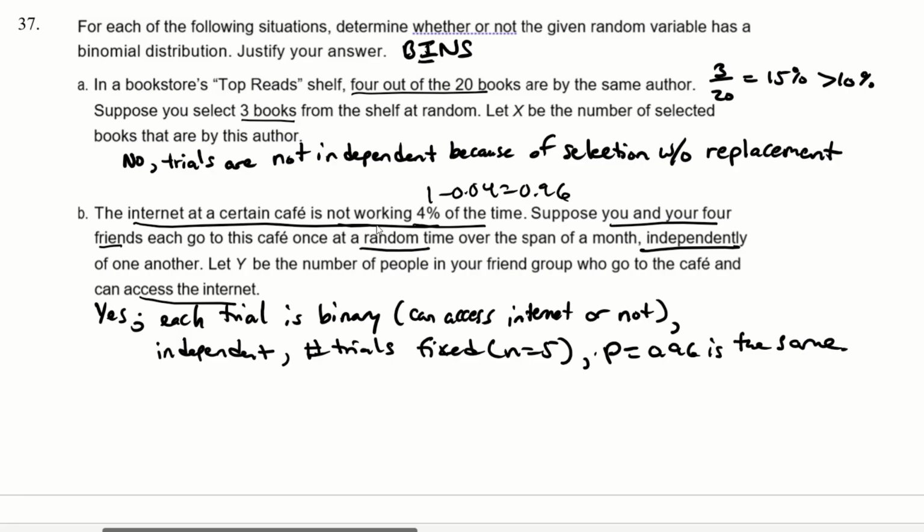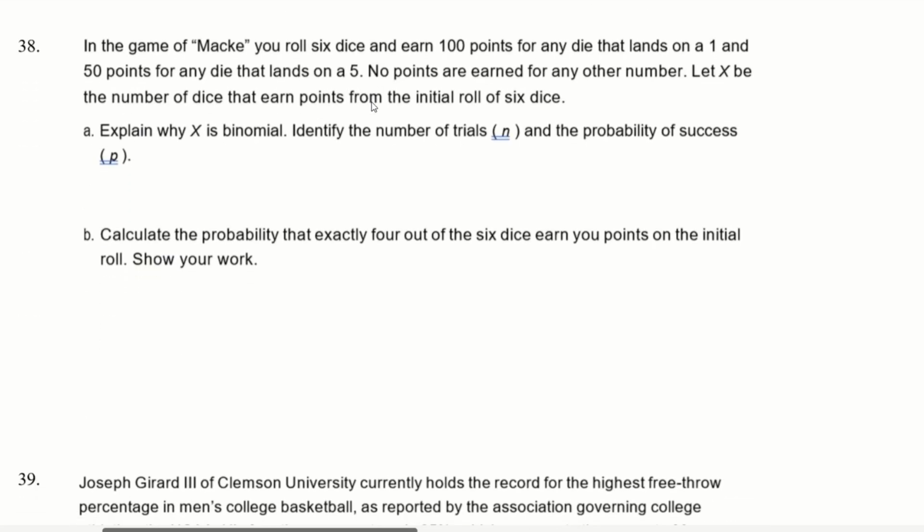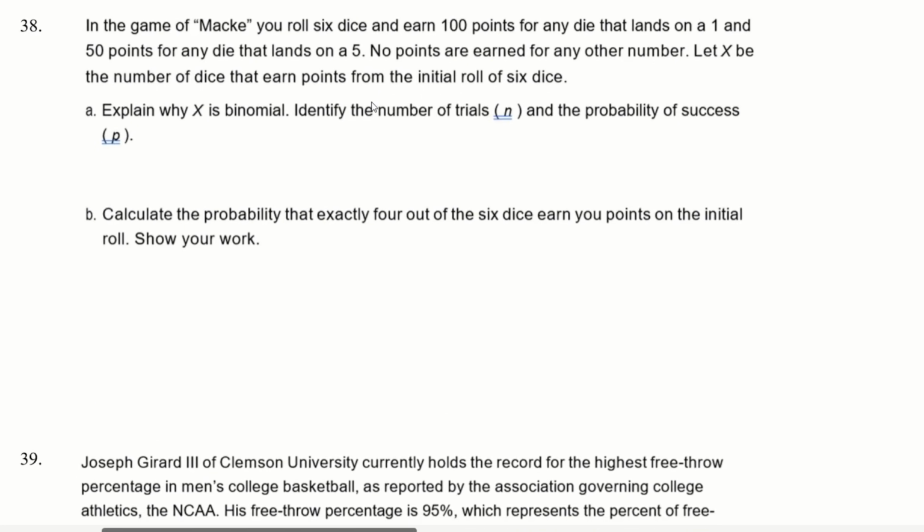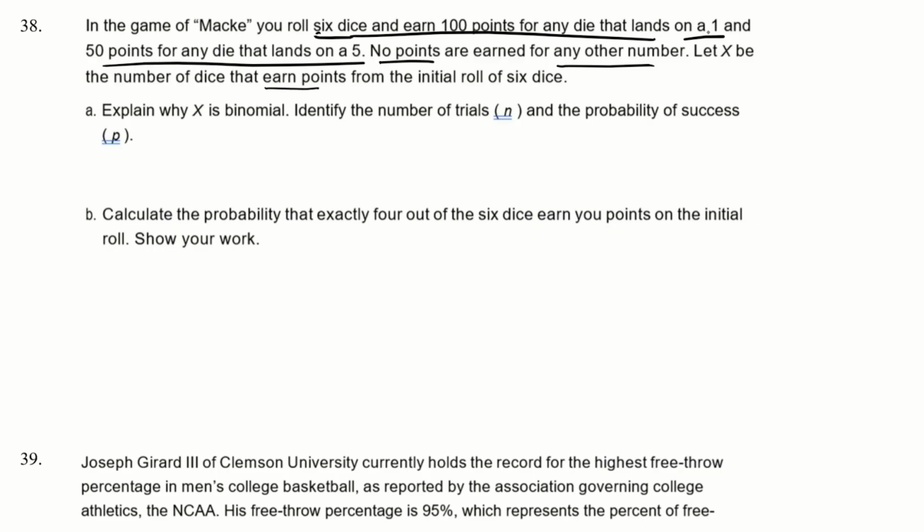So let's go to the next one. Number 38. In the game of Mac, you roll 6 dice and earn 100 points for any die that lands on a 1, and 50 points for any die that lands on a 5. No points are earned for any other number. Let X be the number of dice that earn points from the initial roll of 6 dice. So they have to earn points, so that means you have to have a 1 or a 5.